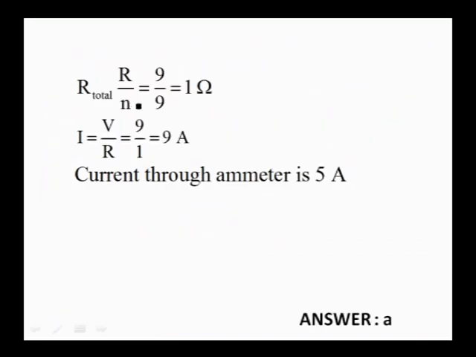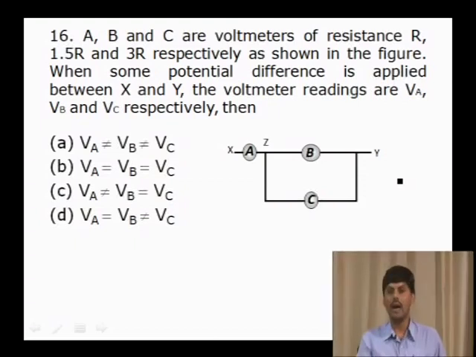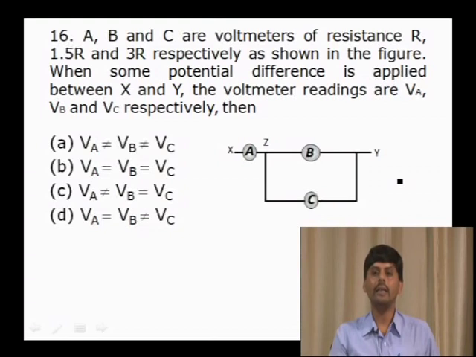So, the total resistance is R by N, that is 9 by 9, equal to 1 ohm. Current is equal to V by R, that is 9 by 1, equal to 9 ampere. Therefore, the current through the ammeter is equal to 5 ampere. Question number 16. A, B, C are the voltmeters across the resistances R, 1.5 R and 3 R respectively, as shown in the figure.